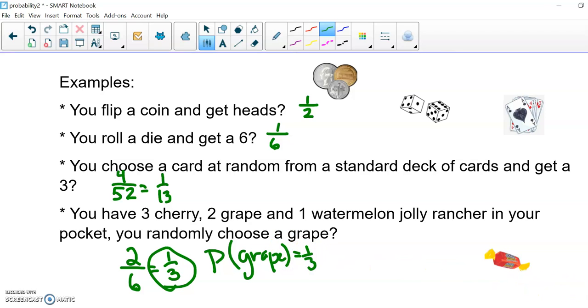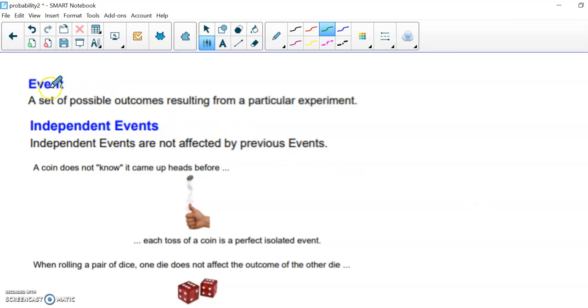All right, let's add on something. Okay, we've been talking about events. An event is the set of possible outcomes resulting from a particular experiment. You flip that coin, that's your event. You roll a die, that's your event. You draw a card from a deck of cards.